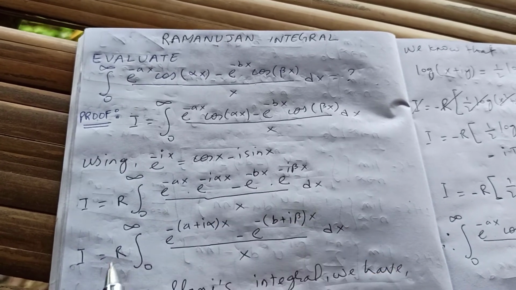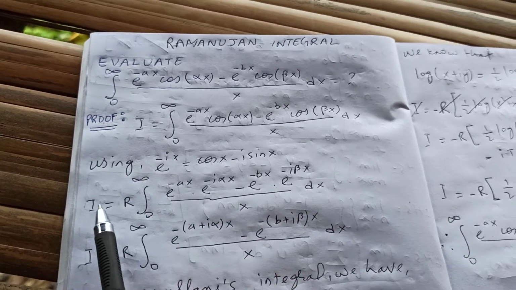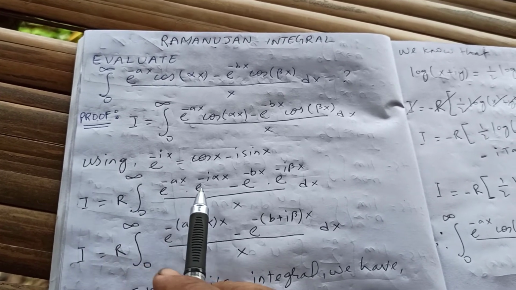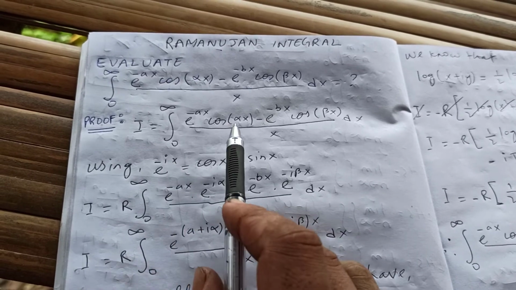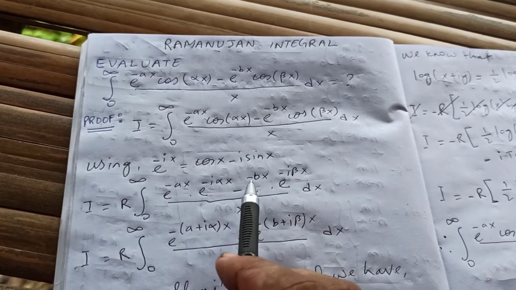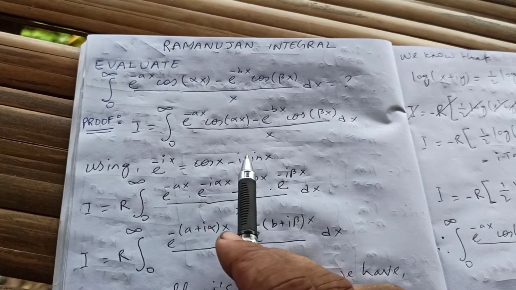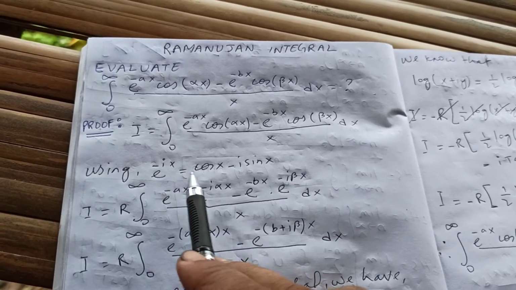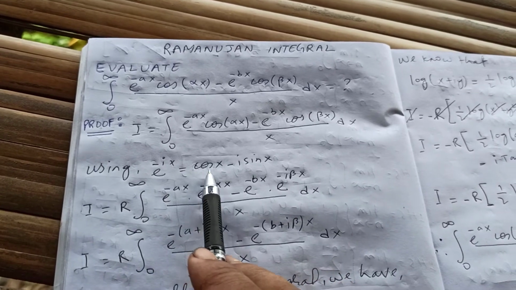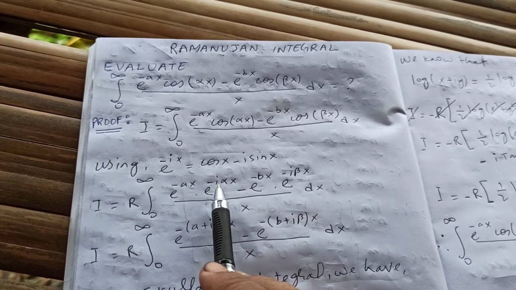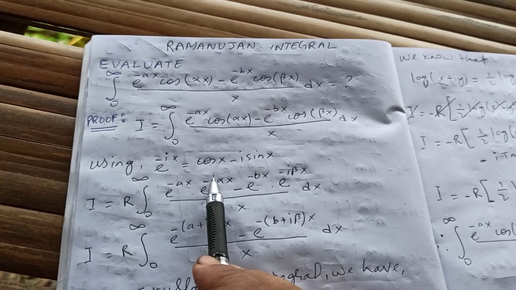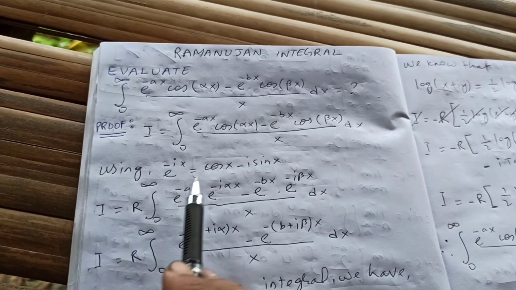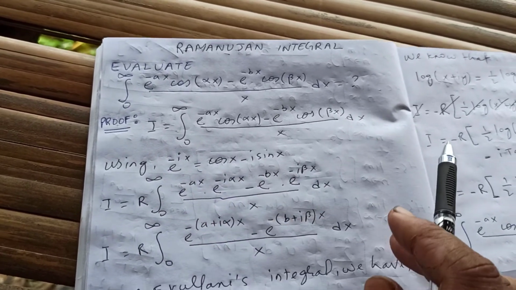Imaginary part is sine. Now I is the real part of the integral from 0 to infinity of e^(-ax) e^(-iαx) minus e^(-bx) e^(-iβx). According to this, here is an imaginary number, so from this we are going to take out the real part only. That means we can get the answer to our question.